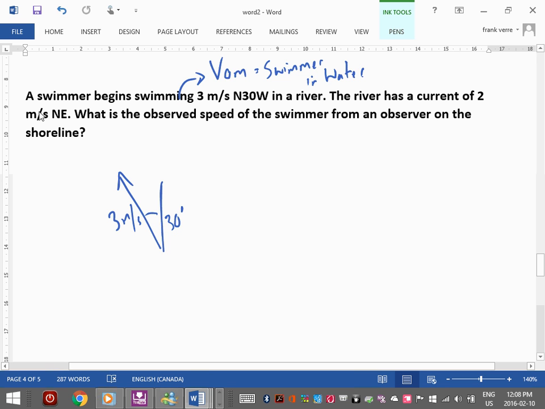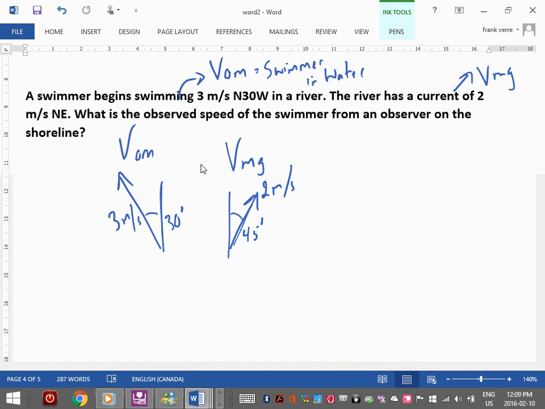Now, the river has a current of 2 meters per second. The current is always measured, well, should be always measured relative to the ground. So this is the medium speed relative to the ground. And that is going 2 meters per second northeast. So this way. Now, northeast means what angle? 45. Okay? And the magnitude of this is 2. So this is 2 meters per second. So this is VOM, object relative to medium. This is VMG, medium relative to ground. So these two have to add up to give you your object relative to the ground.